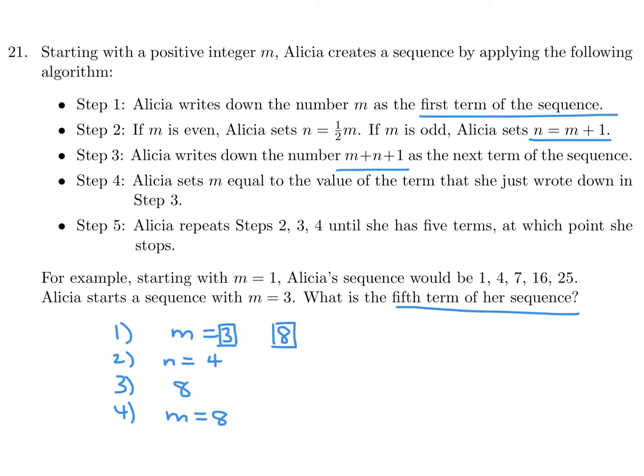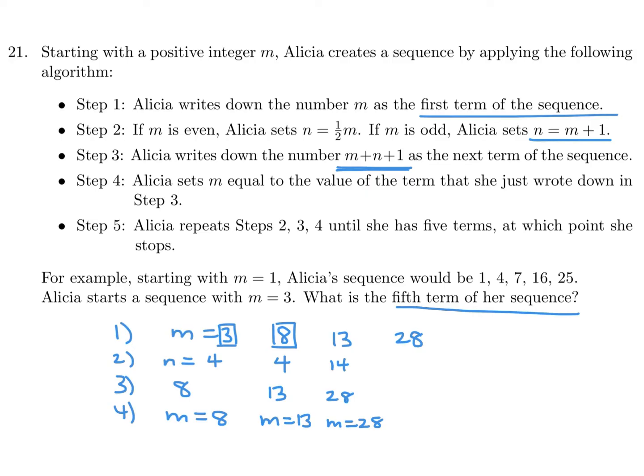So it's even, so I have to put m over 2. Then I have to put m plus n plus 1, which in this case would be 13. And now m equals 13. Okay, now we're on the third term. 13 is odd. So if it's odd, it becomes m plus 1, which is 14. And then we add those two and add 1. So that's going to be 28, and therefore now m is 28. So 28 is the fourth term.